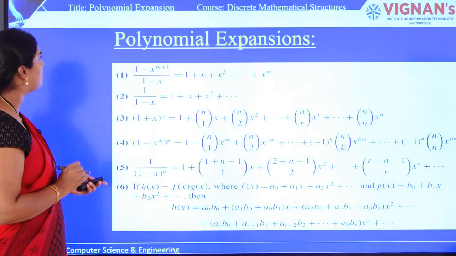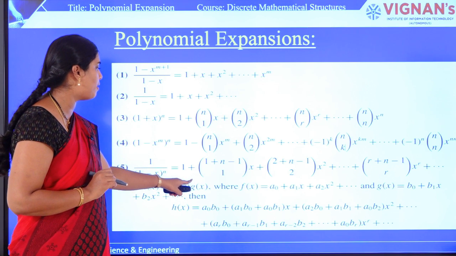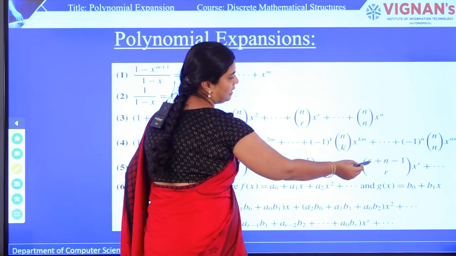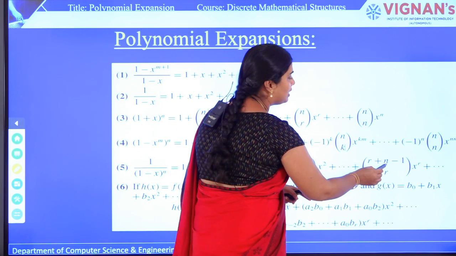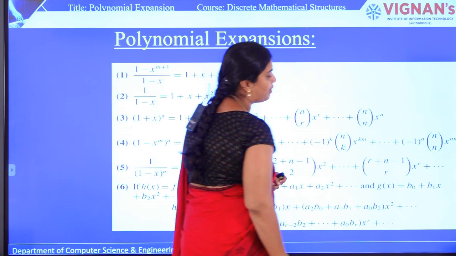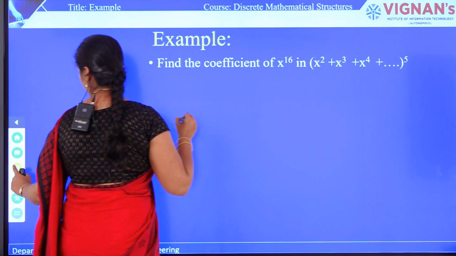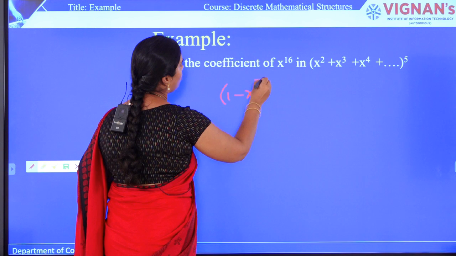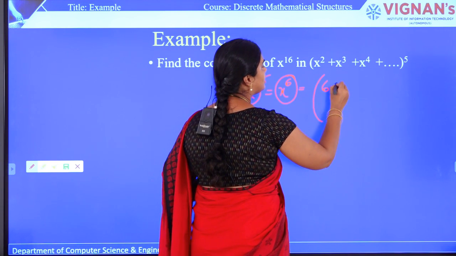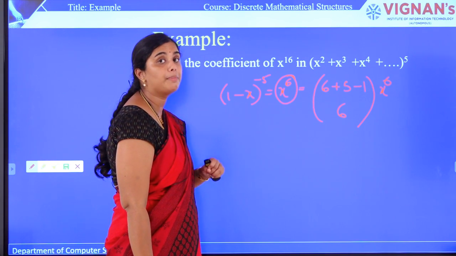How do we calculate this? If you observe, this is the standard formula for calculating 1 by 1 minus x whole to the power of n. I will show how to write it. Here, in the place of r, we need to substitute 6, and in the place of n, we need to substitute 5, because the entire term is raised to the power of 5, right? And minus 1 as it is, and here also we substitute 6. So in 1 minus x whole to the power of minus 5, if I want to calculate the coefficient of x power 6, I write 6 plus 5 minus 1 choose 6, x power 6. This I have written from the formula of the polynomial expansion.